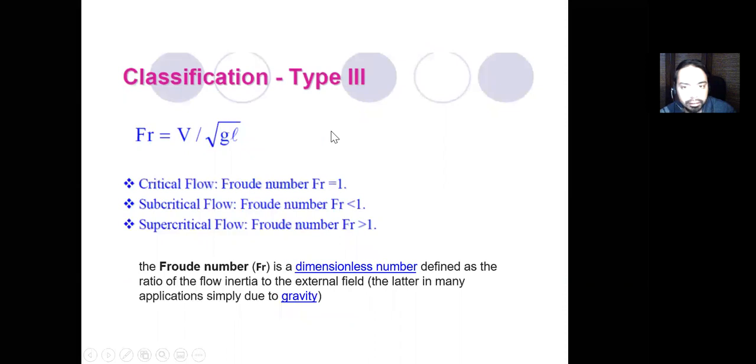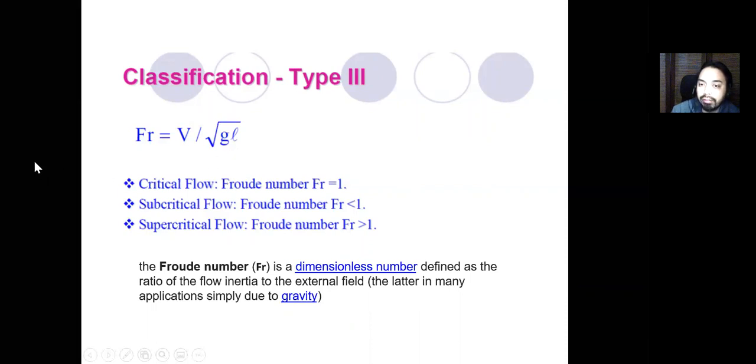Okay, classification number 3 is based on the Froude number. The Froude number gives you the ratio between the inertia, the v over here, velocity, and the characteristic length, or the g value here, we call the external field. In this case, the external gravitational field. So the Froude number is equal to the velocity of the flow divided by the square root of gravity times the characteristic length.